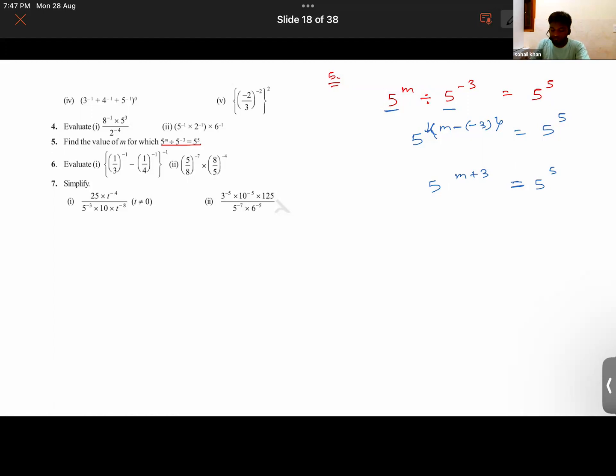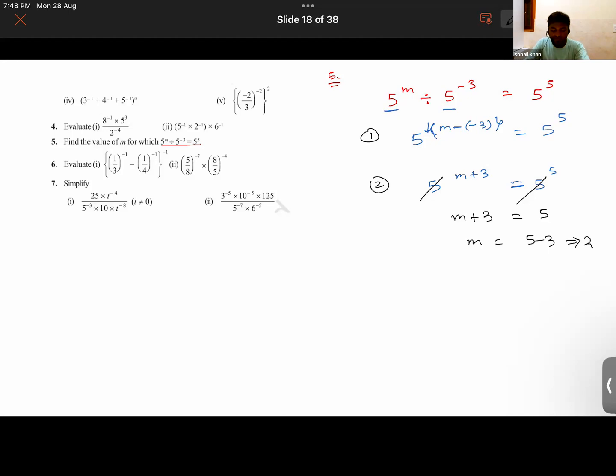Okay. And in the second step, you see the base on both sides, LHS and RHS, are same, so we will be cancelling them. So it is just m plus 3 equals 5. Remember, this is an important step. So it is going to be m equals 5 minus 3, that is 2. So the value of m here is going to be 2.